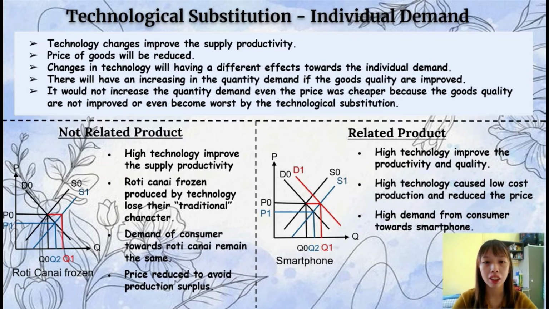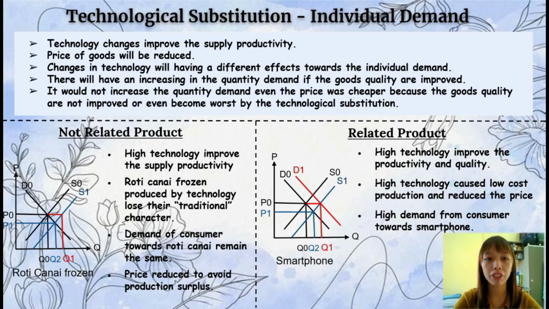In opposite, if the technology does not improve the quality, the individual demand for the product will still remain the same even if the price is cheaper. So I would like to give two examples, which are a related product and a not related product. Related product means the product is related to technology, such as electric and electronic products.